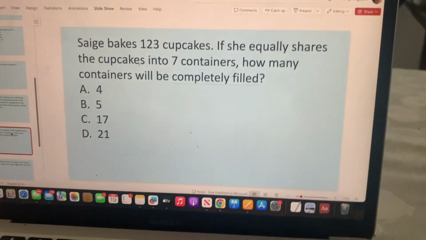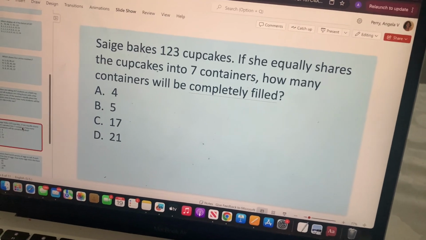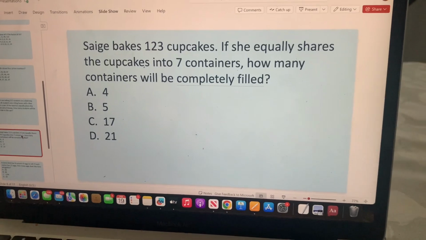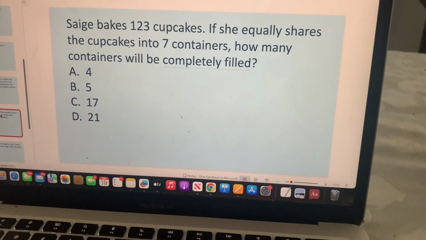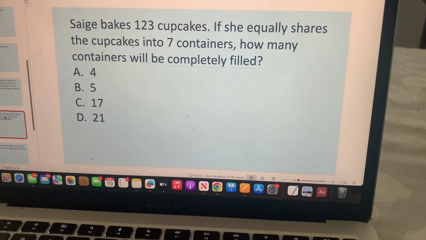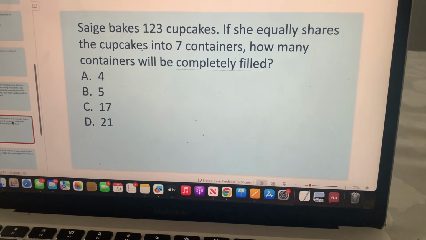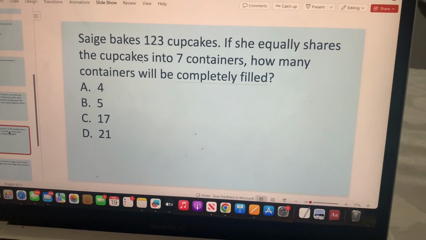So now we're going to do one more, and this is about Sage. Let's see what Sage is doing. Sage must be a baker. Okay? Sage bakes 123 cupcakes. If she equally shares the cupcakes into 7 containers, how many containers will be completely filled?